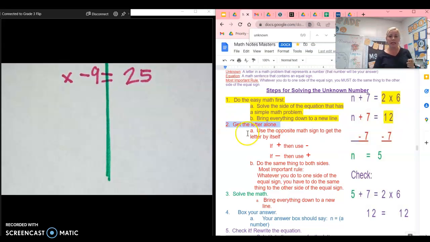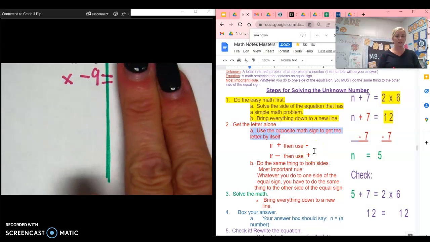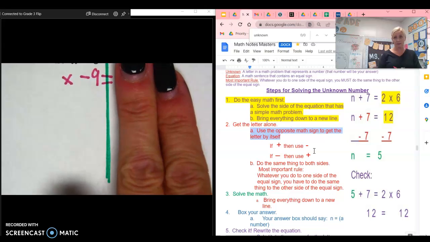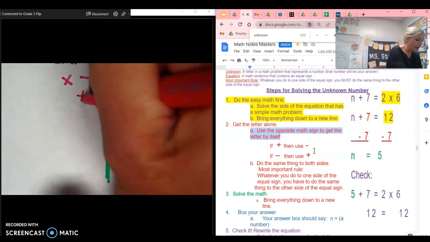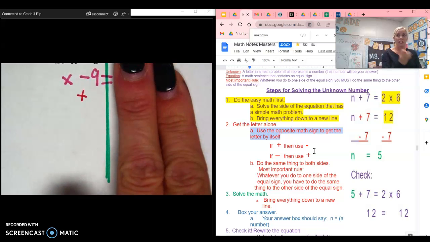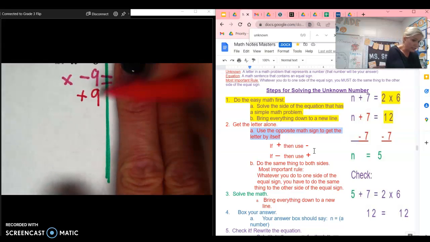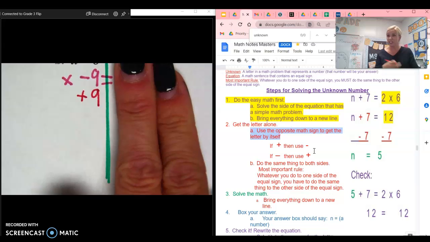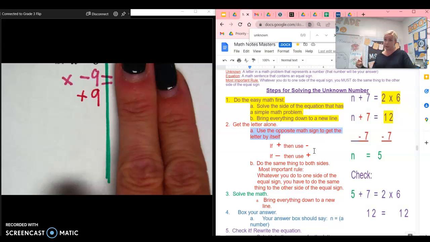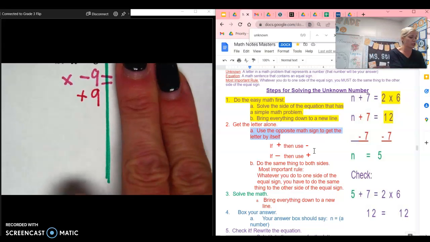Okay, the next part says, to get the letter alone, there's a way to do it. Look at my letter, and I've got x minus 9. Leo, I need your focus. What's the opposite of a minus sign? Plus sign. So put a plus in here, and the exact same number. If I owed $9, and then I get $9, like if I owed the cafeteria $9, and then I paid them the $9, how much do I owe them? 0. The debt is canceled.